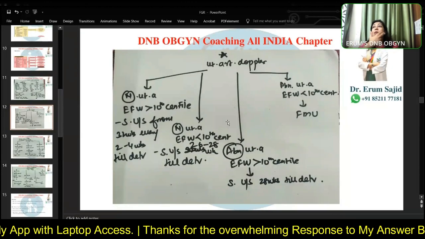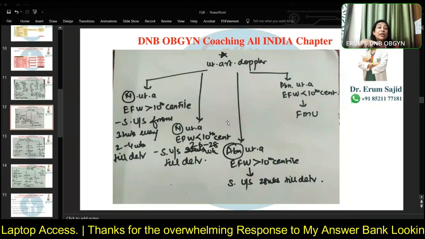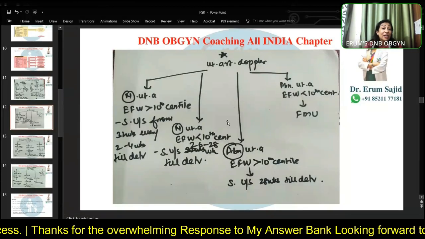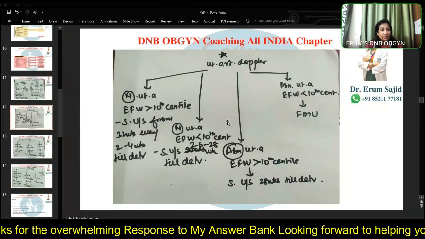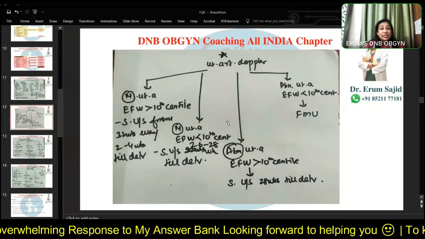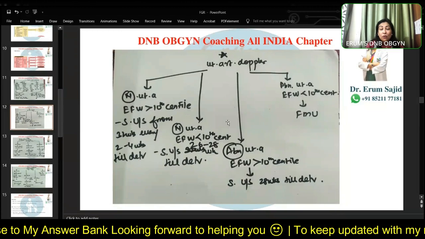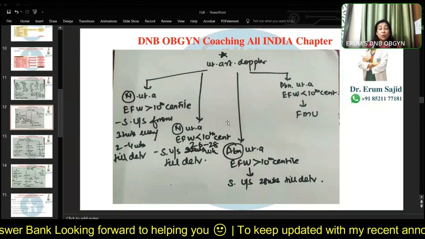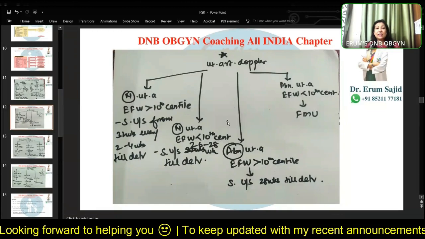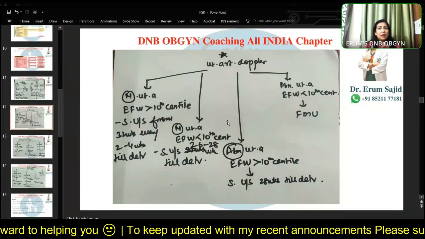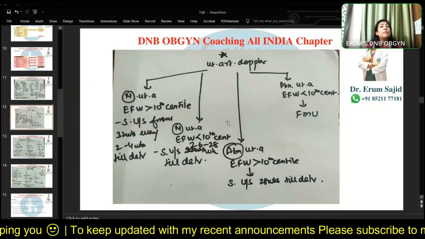See, CTGs were the problem before. Most of the medico-legal problems were happening because the CTG was subjective to the understanding of the interpreter. The same CTG, for me, seems ominous. For somebody else, it's suspicious. For somebody else, it is wait and watch. And a lot of medico-legal problems happened.